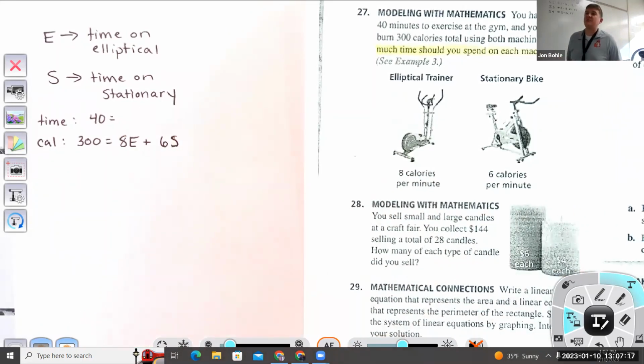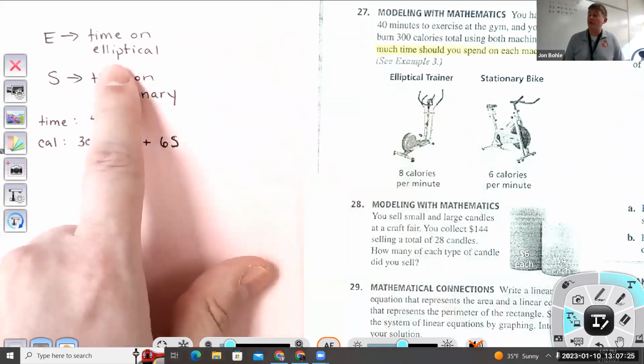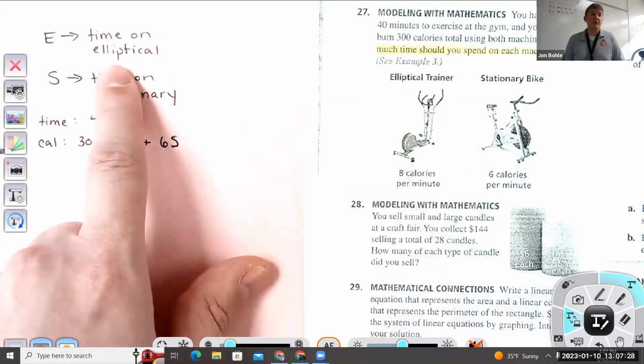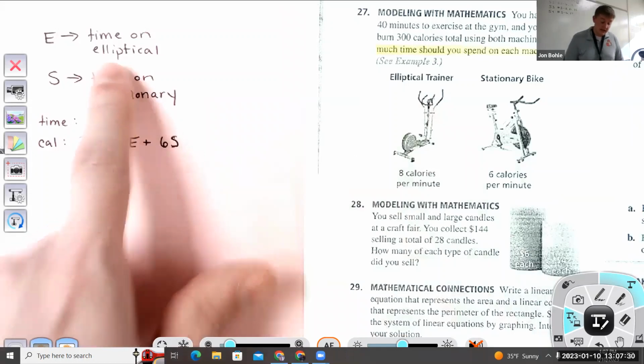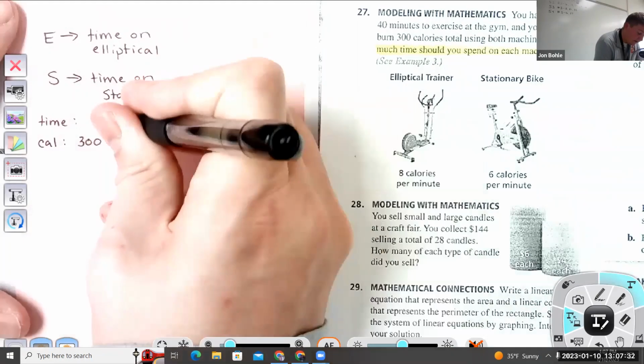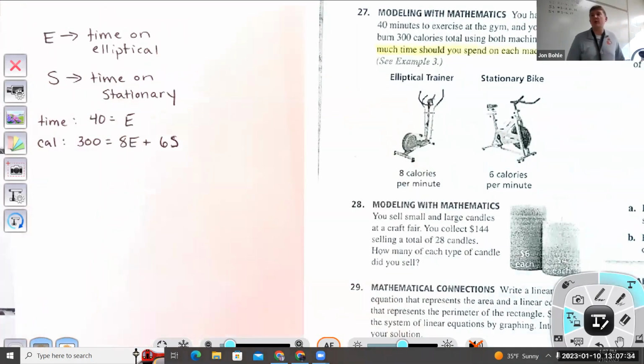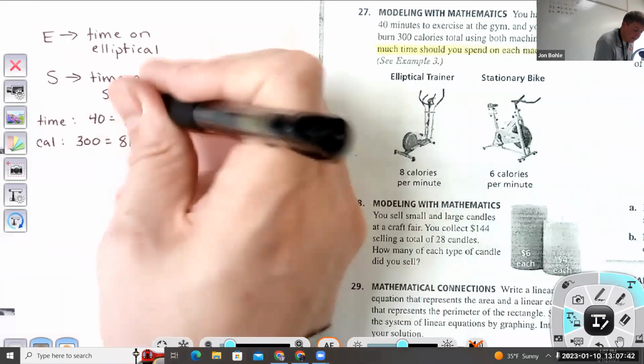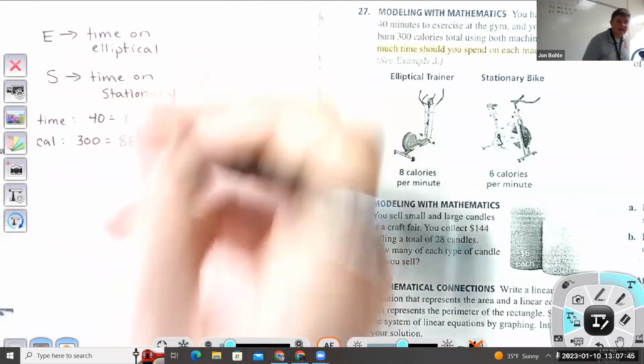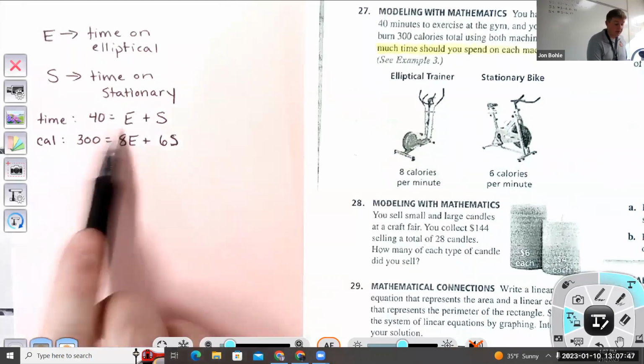Mr. Bully, how much time did you spend on the elliptical this morning? 8 calories. What were you expecting? You were expecting time on an elliptical. What represents time on my elliptical? E. Am I going to have the 8 there? No, because this top equation has nothing to do with calories. But it's not just the time on the elliptical, it's also the time on the stationary. So it's just E plus S.